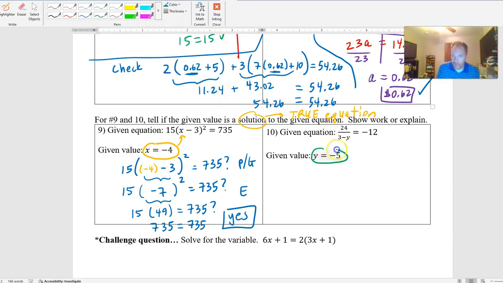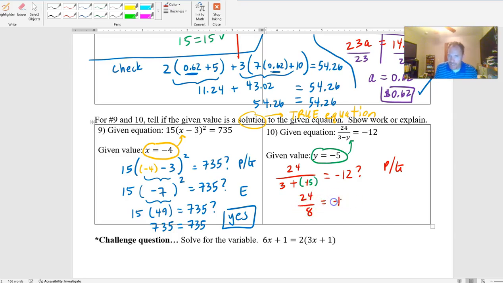So number 10 is the same idea. We just have a different variable value. We have a different equation. So if we plug this one in here, see if this comes out to be true. 24 over 3 minus the y value of negative 5, and is that equal to negative 12? So again, order of operations, parentheses or groups. We have the fraction, remember, creates groups. So we do have this group on the bottom, 3 minus negative 5. Before I divide, I want to perform that subtraction. You could chop that if you want to. 3 minus negative 5, that's the same as 3 plus positive 5, so that's 24 over 8.